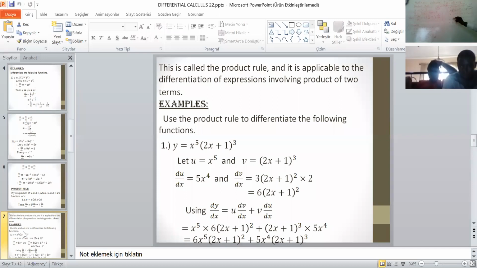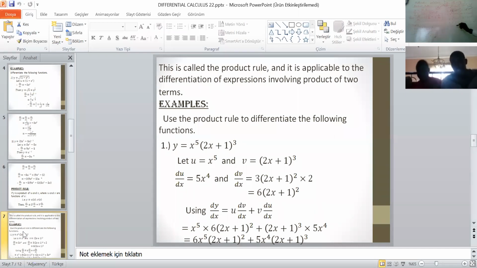That means this is x⁴(2x+1)², then this is 6x plus, then remove this inner bracket. 5 times 2x will give you 10x, 5 times 1 will give you 5. And so now you have x⁴(2x+1)² times 6x plus 10x plus 5. And that means 10x plus 6x will give 16x, and that means this is the final answer.